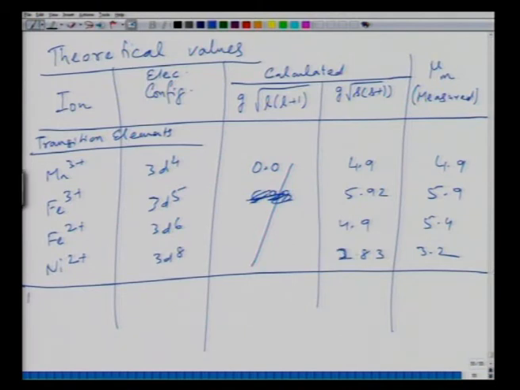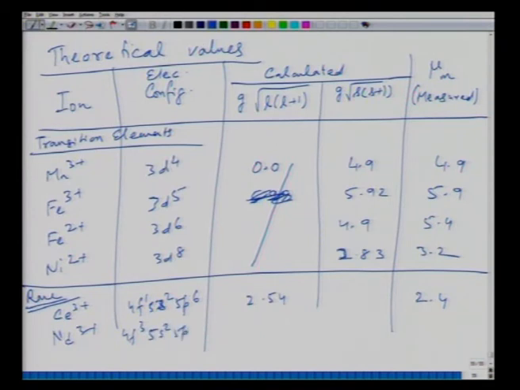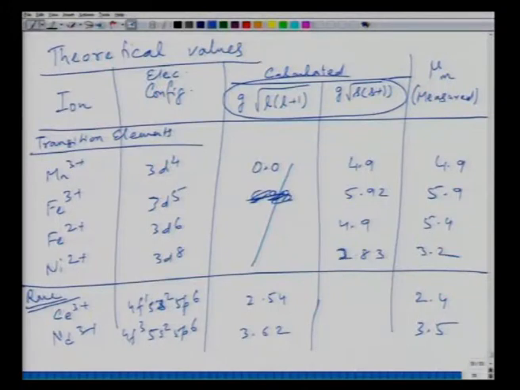For rare earths, as I said, the orbital contribution is dominant. For example, for cerium 3 plus, you have 4f1, 5s2, 5p6, and this gives rise to 2.54 here, and what you measure is 2.4. Similarly, for neodymium 3 plus, you have 4f3, 5s2, 5p6. This gives rise to 3.62 orbital contribution, and what you measure is 3.5. So this quantum picture gives you a very good estimate of orbital and very good differentiation between orbital and spin contributions.